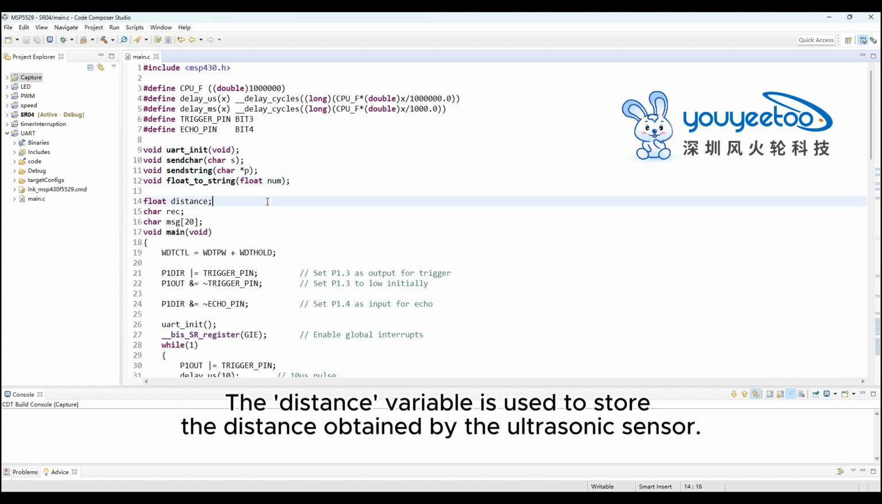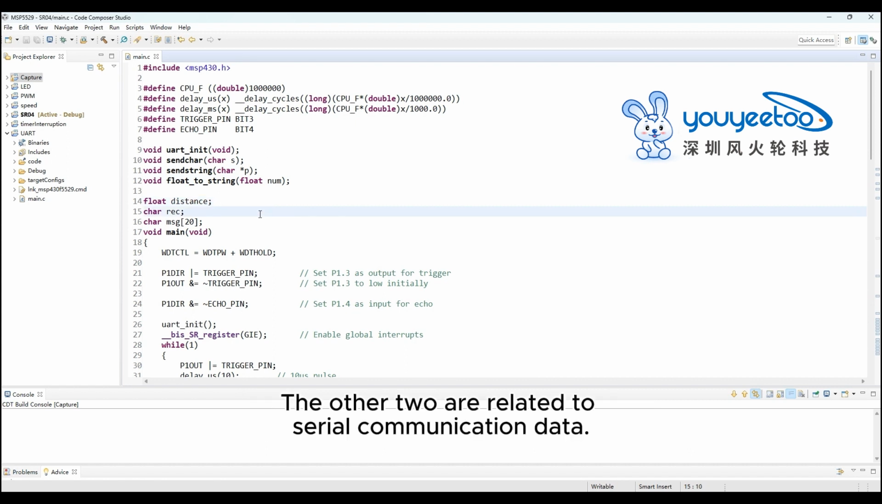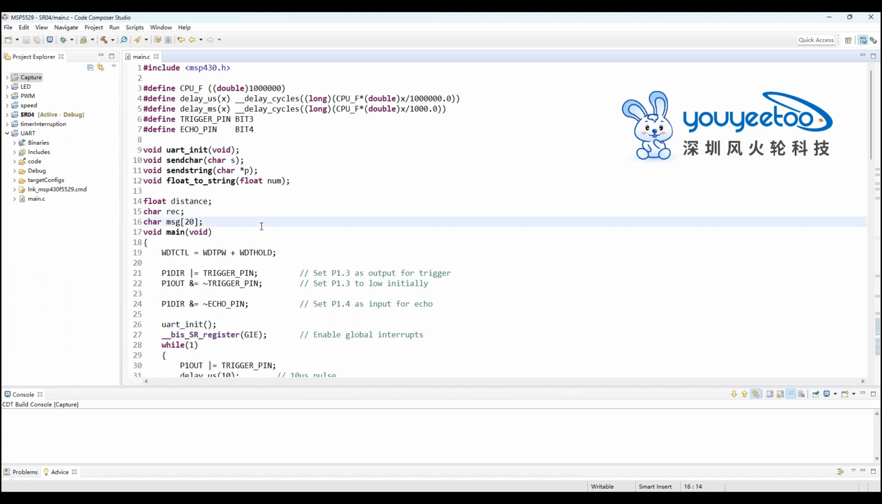The distance variable is used to store the distance obtained by the ultrasonic sensor. The other two are related to serial communication data.